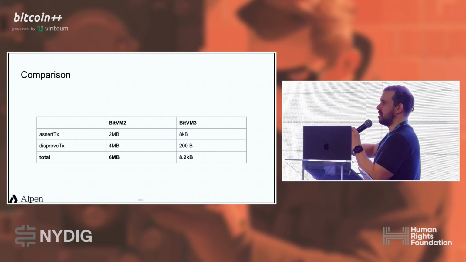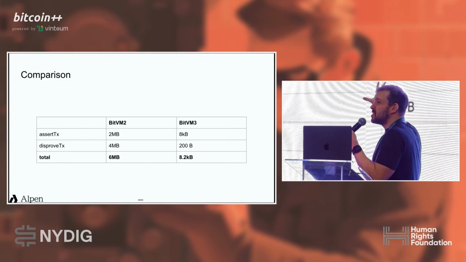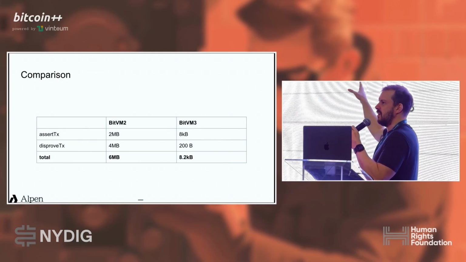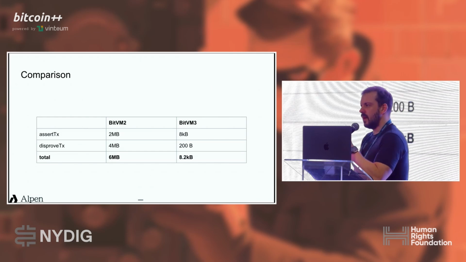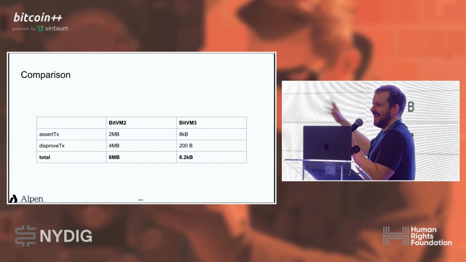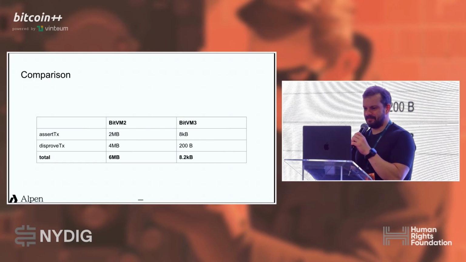BitVM3 moves that computation off-chain, so you don't need to do big scripts. Now, the assert transaction is just 8 kilobytes, and the disprove transaction is pretty much 200 bytes. So you go down from 6 megabytes to 8.2 kilobytes. There's a bunch of variations, different styles of BitVM bridges and different implementations, but this is the BitVM Alliance one that is somewhat canonical right now. Although nobody's building that, it is becoming the canonical bridge.